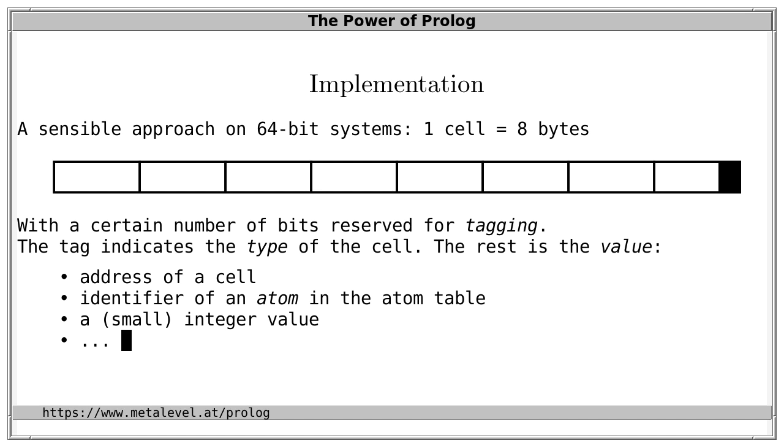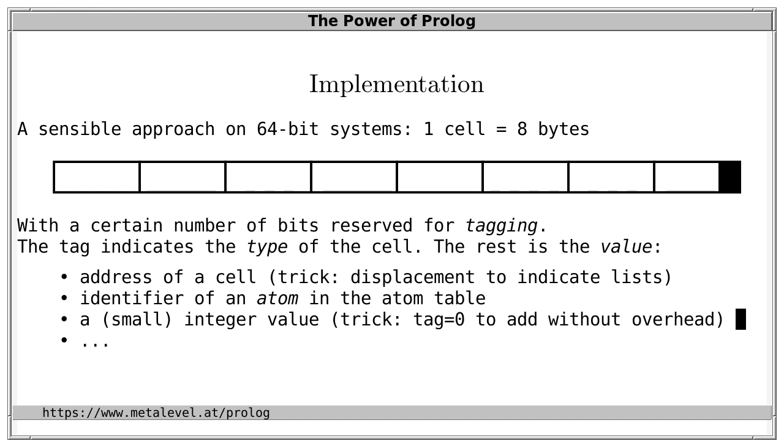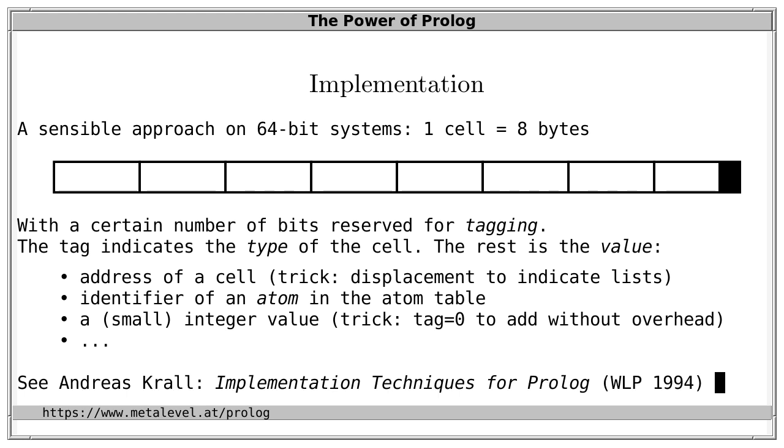And based on this representation, we can implement a few optimizations. For example, we could use a displacement of the reference cell address to indicate that we are pointing to a list element. And that would allow us to not store the dot functor explicitly. Or for example, we could use specifically the tag 0 to indicate integers. Because if the tag is 0, then we can perform arithmetic, such as addition of integers, directly on the cell contents, even while keeping the tag. And there's also a nice paper by Andreas Krall, if you're interested in such optimizations.